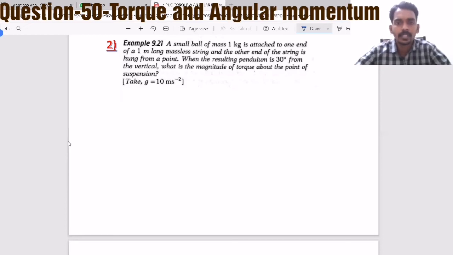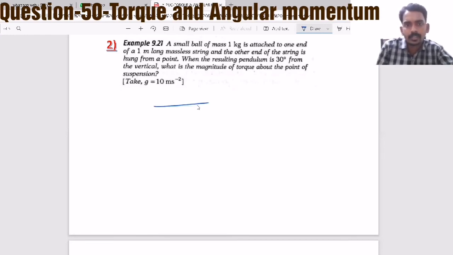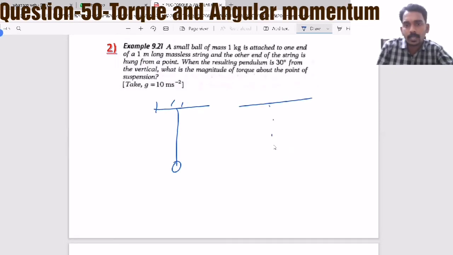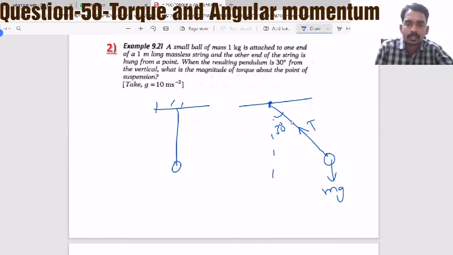When the resulting pendulum is 30 degrees from the vertical, what is the magnitude of torque about the point of suspension? See, first it is suspended from a fixed support, then it is displaced like this. So it is making some angle of 30 degrees with the vertical. So here mg, one force, will act, and another one is tension.